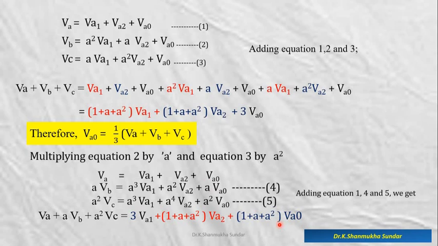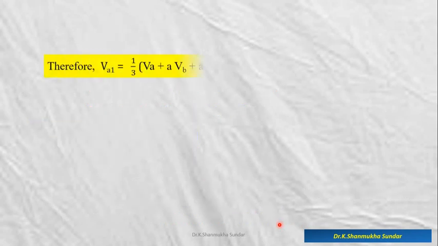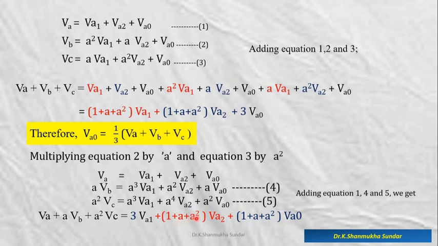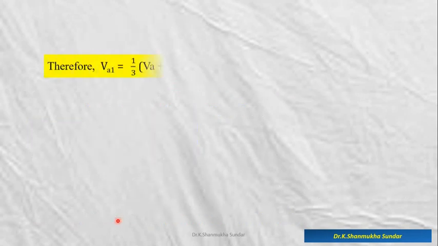Okay, now let us see. Same thing I have represented here. Now you can see from this equation, 1 plus a square is 0, this is also 0. So therefore 3 Va1 is equal to this equation. In other words, Va1 is equal to 1 over 3 of Va plus a Vb plus a square Vc. Now this is the equation we got from that analysis. So this is the positive sequence component from the unbalanced unsymmetrical phasors.